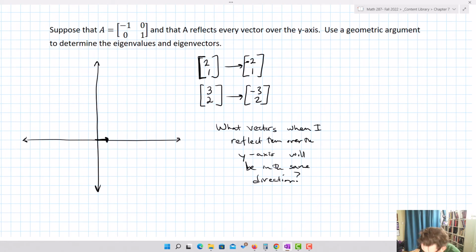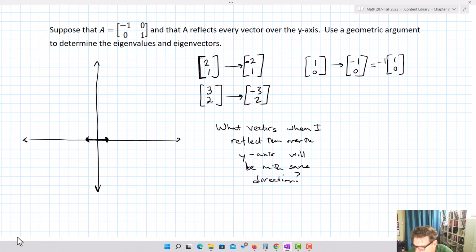Okay? The standard basis vector (0, 1), or excuse me, (1, 0). So (1, 0), when I reflect over the y-axis, is going to go to (-1, 0). So (1, 0) will go to (-1, 0), right? It remains on the same axis. We're just reflecting it, right? Notice that equals -1 times (1, 0). So that looks like it would be an eigenvector for me, and I've got an associated eigenvalue of -1.